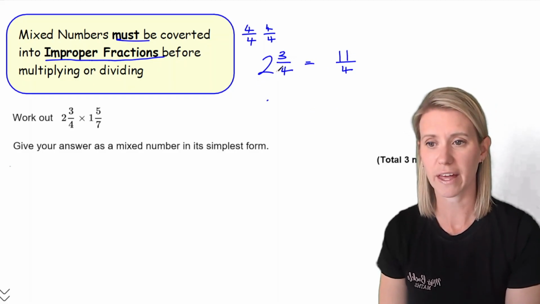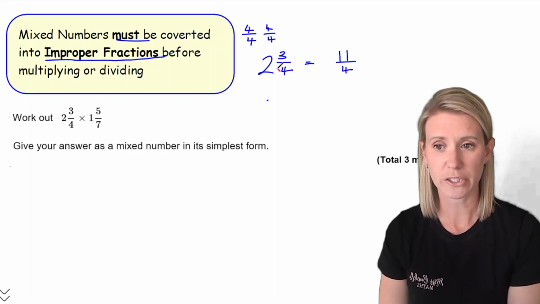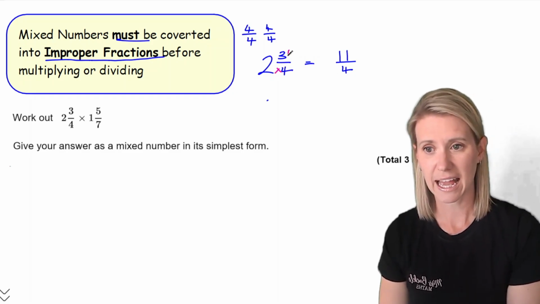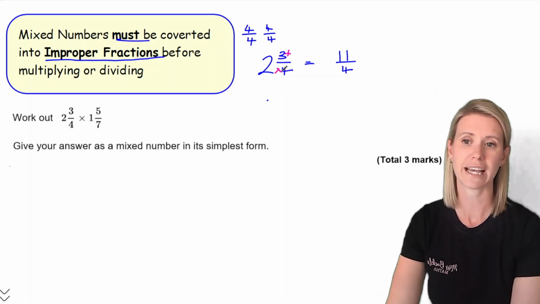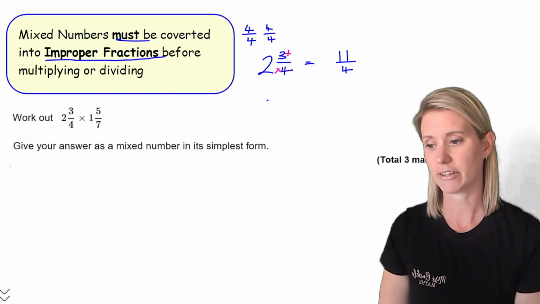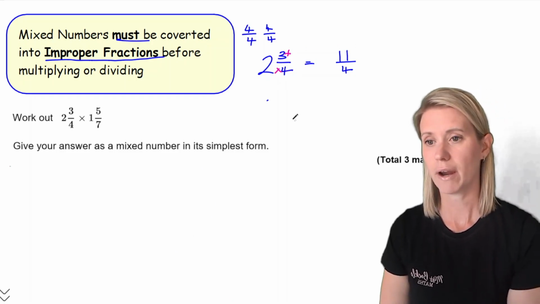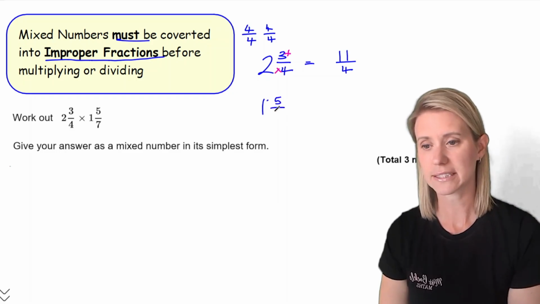The quick hack for that is you keep the denominator the same. We do 2 times 4 is 8. Add the 3 on the top. 2 times 4 is 8. 8 add 3 is 11. So 11/4.